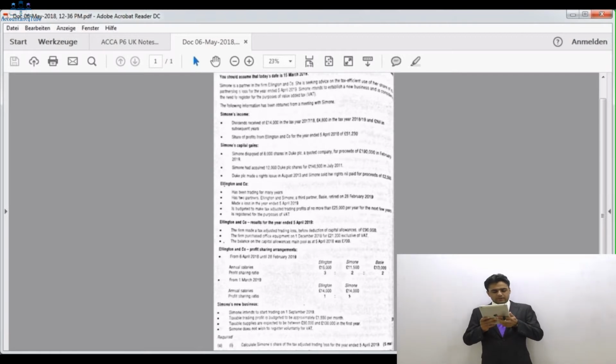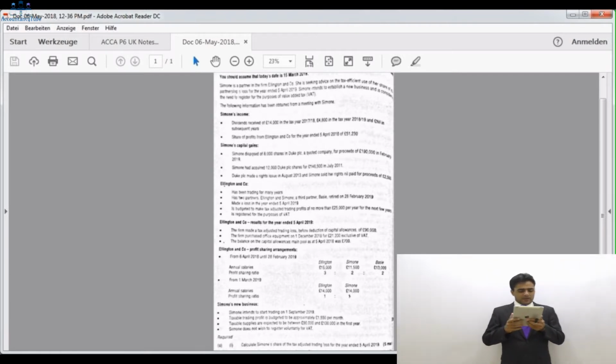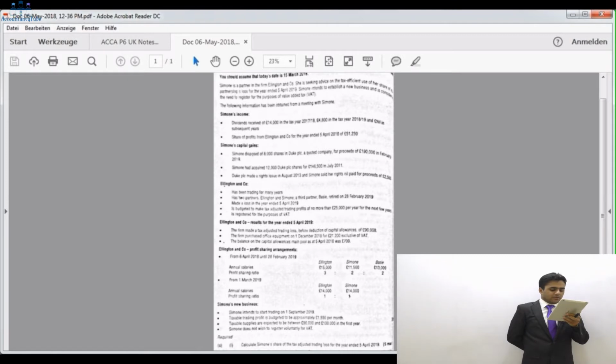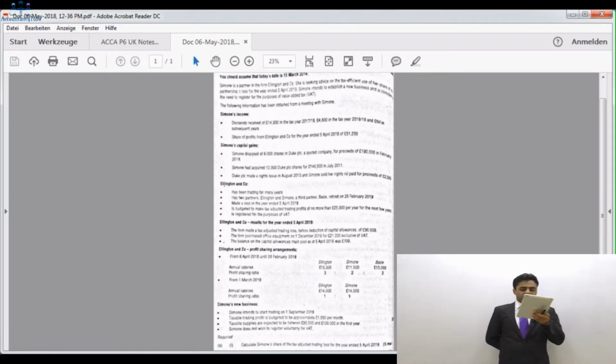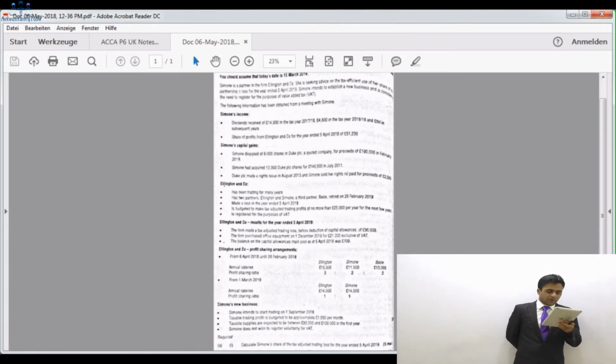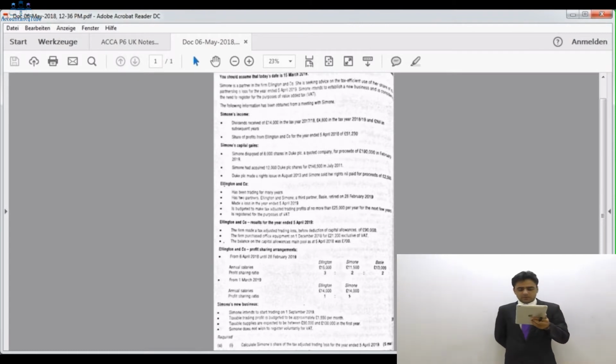First of all, we are going to look at requirement A1, which asks us to calculate Simon's share of the tax adjusted trading loss for the year ended 5th of April 2019. So he's asking about the tax adjusted trading loss, which tells me that the partnership is already in loss, right? The question starts by saying that Simon is a partner in the firm, and you have to assume that today's date is 15th of March 2019, by the way.